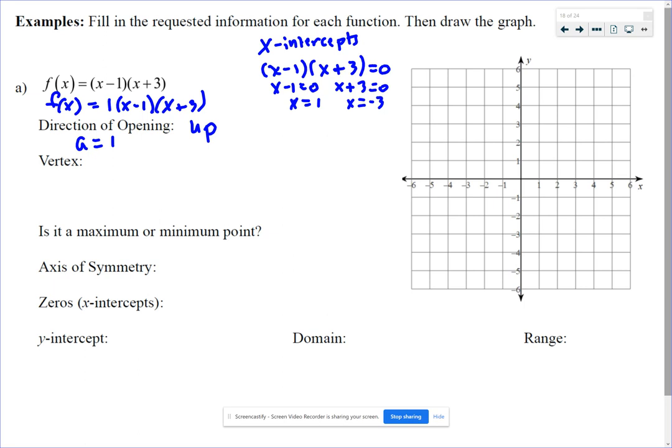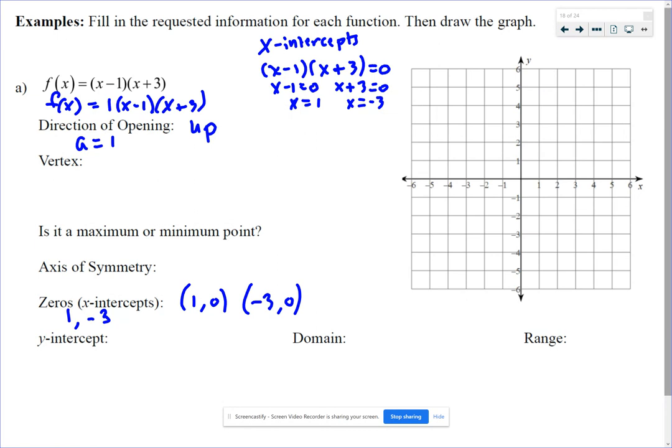So if I plug in negative 3 for x, look at what happens. Negative 3 take away 1 is negative 4. Multiply it by 0, because negative 3 plus 3 is 0. It works out to 0, right? So our x-intercepts, or our zeros, are going to be (1, 0) and (negative 3, 0). Now, if you're working in Big Ideas, they only will ask you for the x value. They won't want you to write it as an ordered pair. They would just say the x-intercepts are 1 and negative 3. So be aware of that.